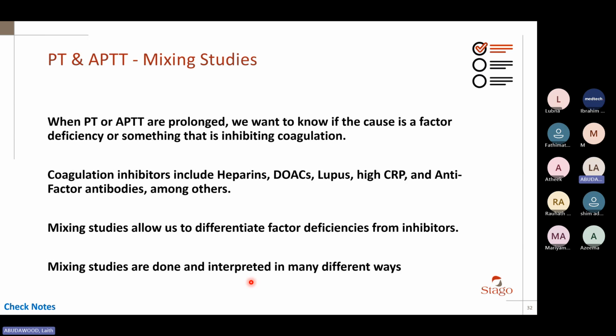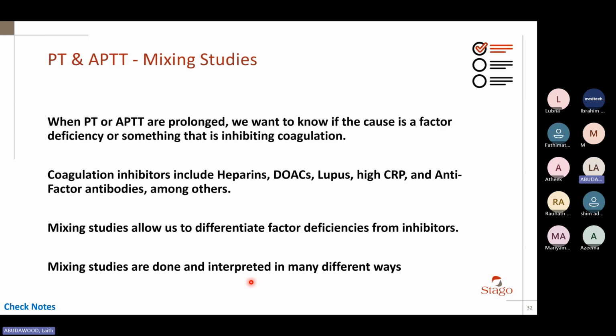That's why I told you mixing studies tell you one of two things. If the mixing test result became normal, I say the patient is having a factor deficiency problem. I will run factor assays. If the mixing study result is still prolonged, I say, okay, I fixed the factor deficiency issue if it was there, but still the results are prolonged. So the issue that I'm facing is not really a factor deficiency issue.